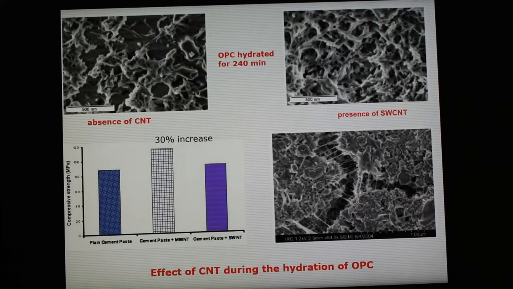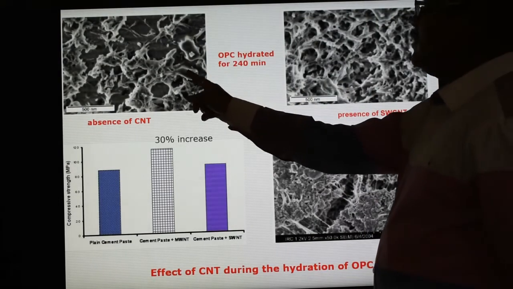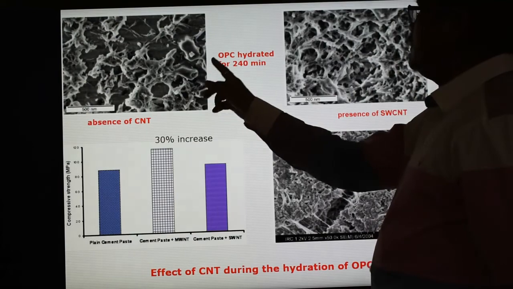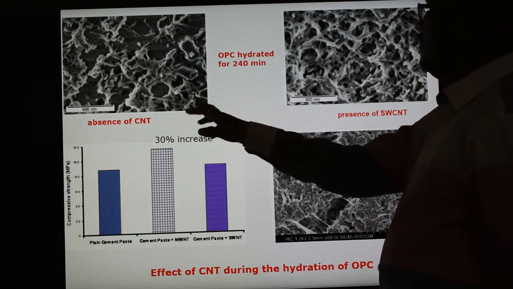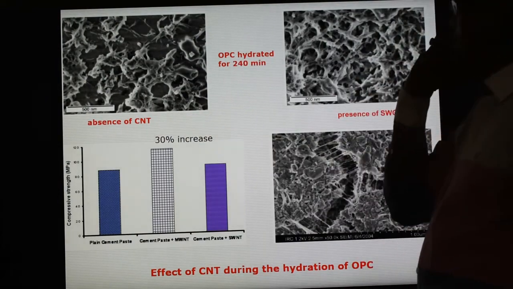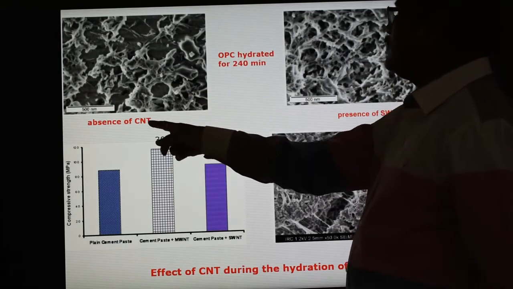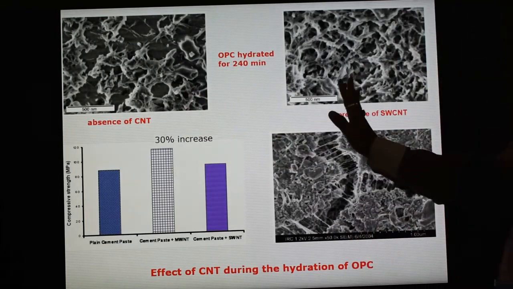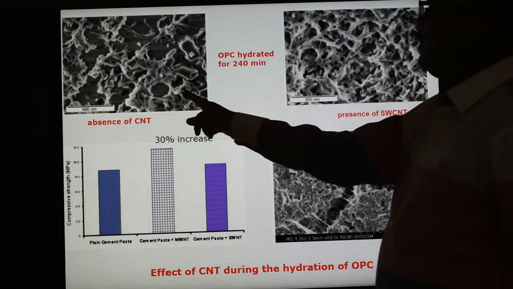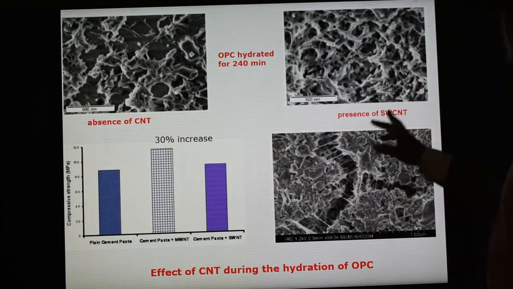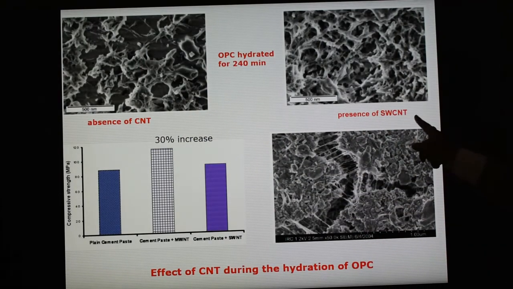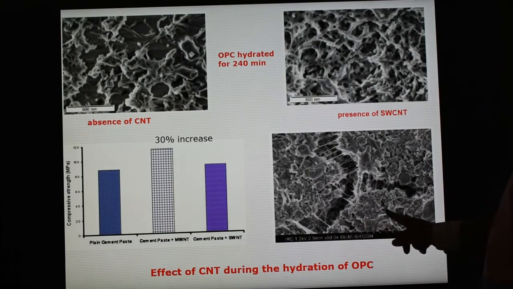And after that, one example I can give you, in the presence and absence of carbon nanotubes, we have taken the hydrated cement. Here it is without any carbon nanotube, here is the absence of carbon nanotube. Here is the presence of single wall carbon nanotubes, and here is the presence of multi wall carbon nanotubes.